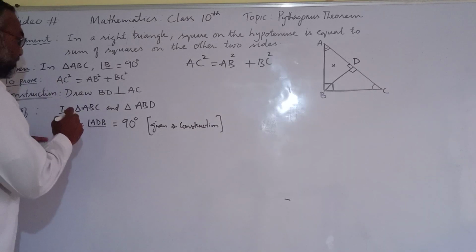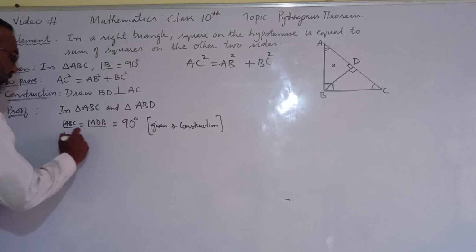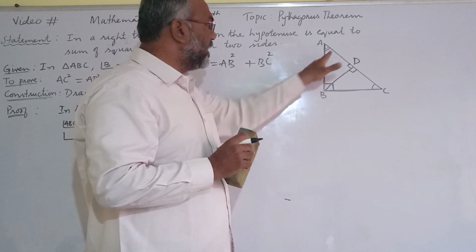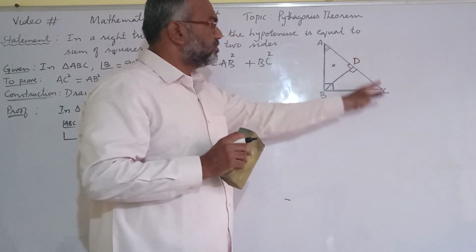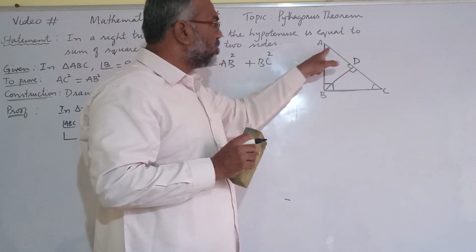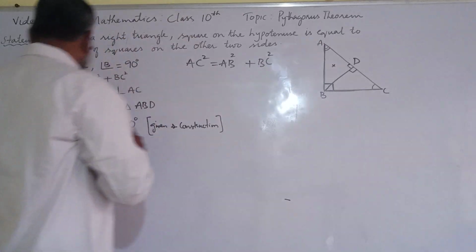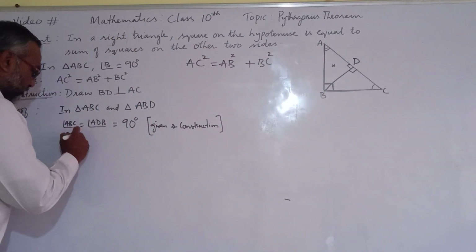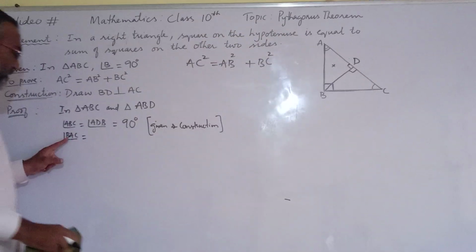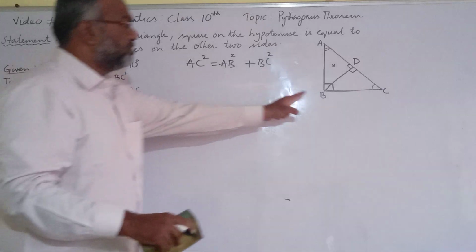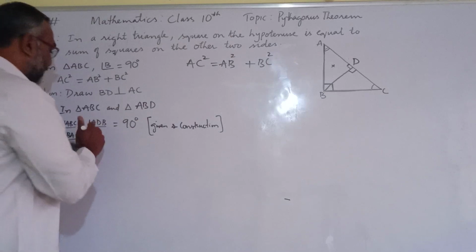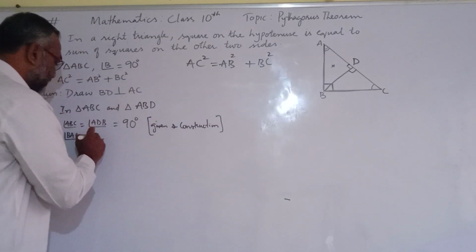Right, now in the triangles again, if you observe carefully, angle A is common. Angle A is coming in the big triangle, and angle A is also there in this small triangle. So angle A is common, so it will also be equal. So angle BAC, when I say BAC, it means angle A of the big triangle, and angle BAD.